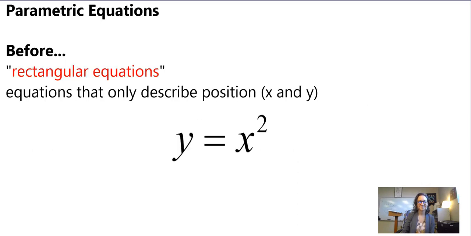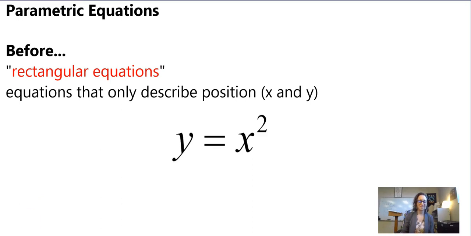So first, just a little intro on parametric equations, like what are they and how are they different from what we've done before? Well, before you've been looking at rectangular equations, like y equals x squared. So these are equations that describe position only, and typically it is how your y coordinate depends on your x coordinate. So one way is to plot points, pick some values for x, find their corresponding y values, and plot them, connect those dots.